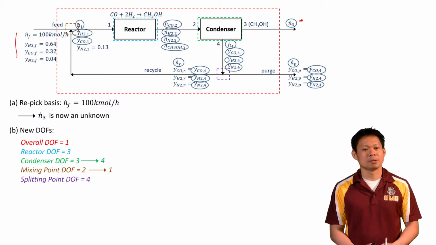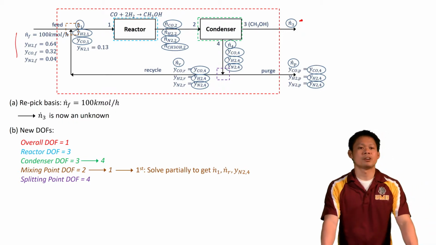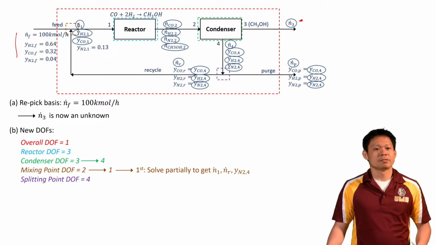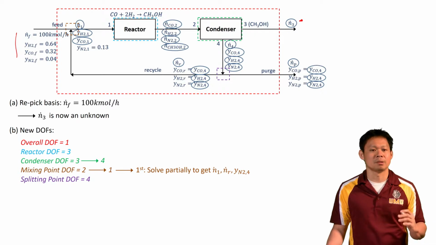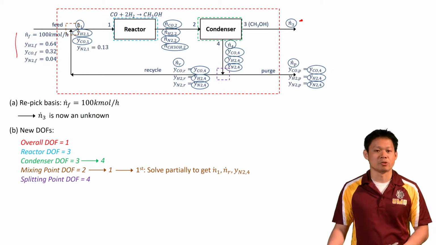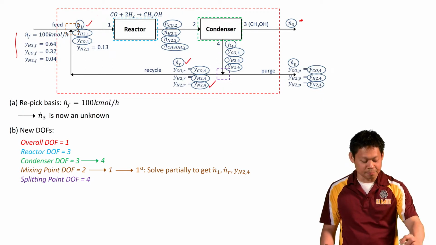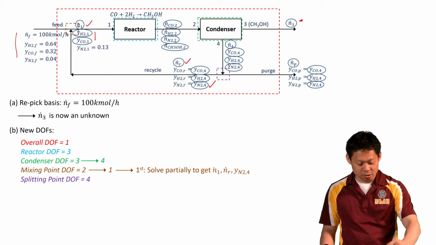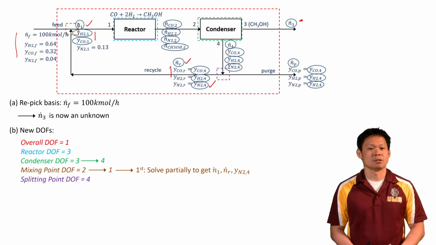And how are we going to do this problem now? The first thing to do is to solve the mixing point partially. In terms of solving it partially, we can actually solve about halfway through this problem and get N1, NR, and the mole fraction in stream 4 of nitrogen. So what we can solve for is this. We can solve for the recycle and we can solve for stream 1. The remaining unknowns, which are these two and these two around the mixing point, we just don't have enough information to solve yet.